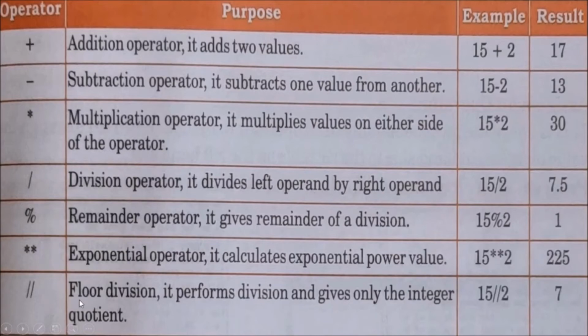The next is floor division. This performs division and gives only the integer quotient. That means 15 floor divided by 2 gives 7. Only the quotient has come out, 7. See, the same example is here also when you are dividing 15 by 2, this gives you 7.5. But in this case we have not used the division sign, we have used floor division. So in floor division only the quotient is given as the output.